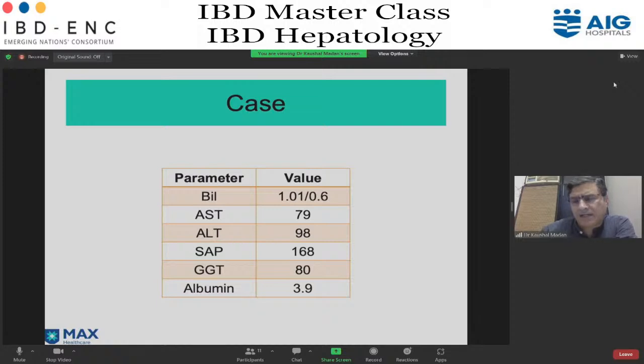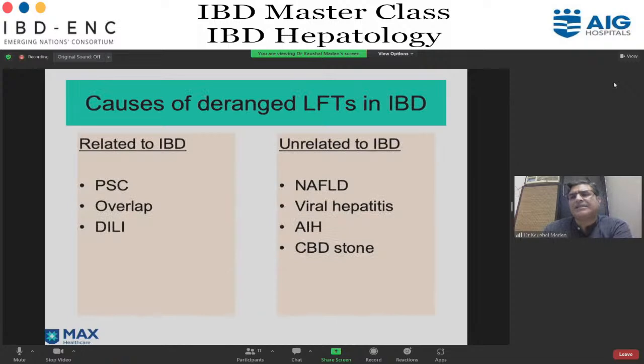I remember, and I think all of us would have learned in our training days, and it was given in the textbook also, that any patient of IBD who has a deranged LFT, the first diagnosis to be considered was primary sclerosing cholangitis unless proved otherwise. I think that has now changed, and we have realized that there are a number of reasons because of which the LFTs might be deranged.